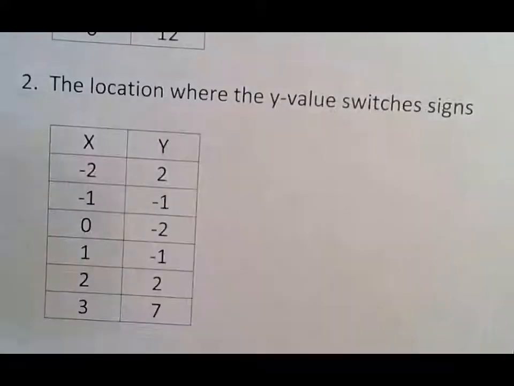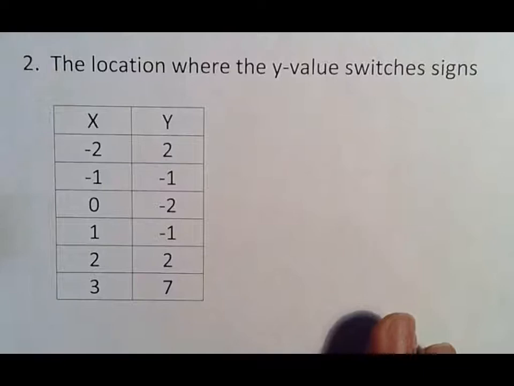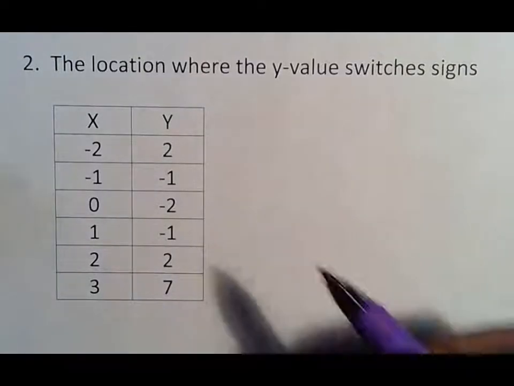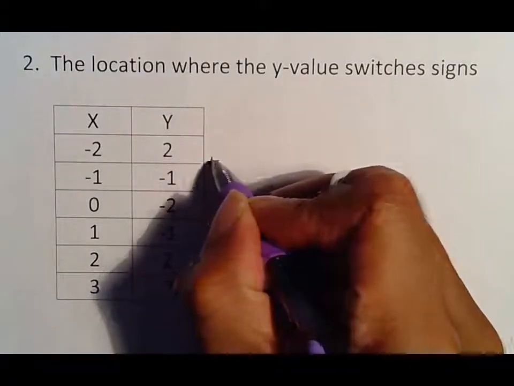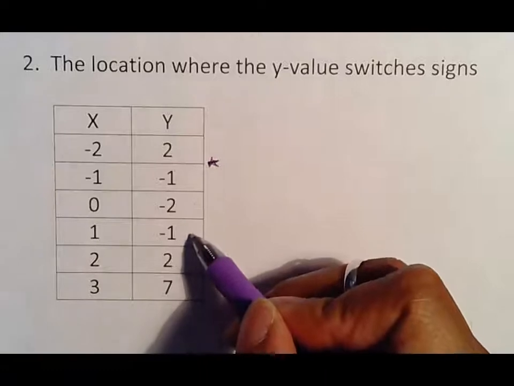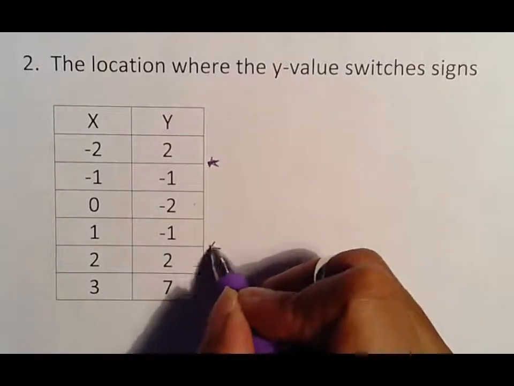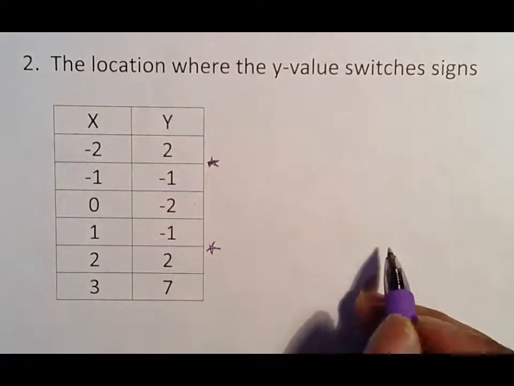So what we are looking for, if we're using a table of values to just kind of approximate where it should be, is we are looking for where y changes signs. Notice 2 turns to negative 1, which means there's got to be a 0 here. Stays negative, switches over to be positive, which means there's got to be a 0 here, stays positive. So there's your two zeros.